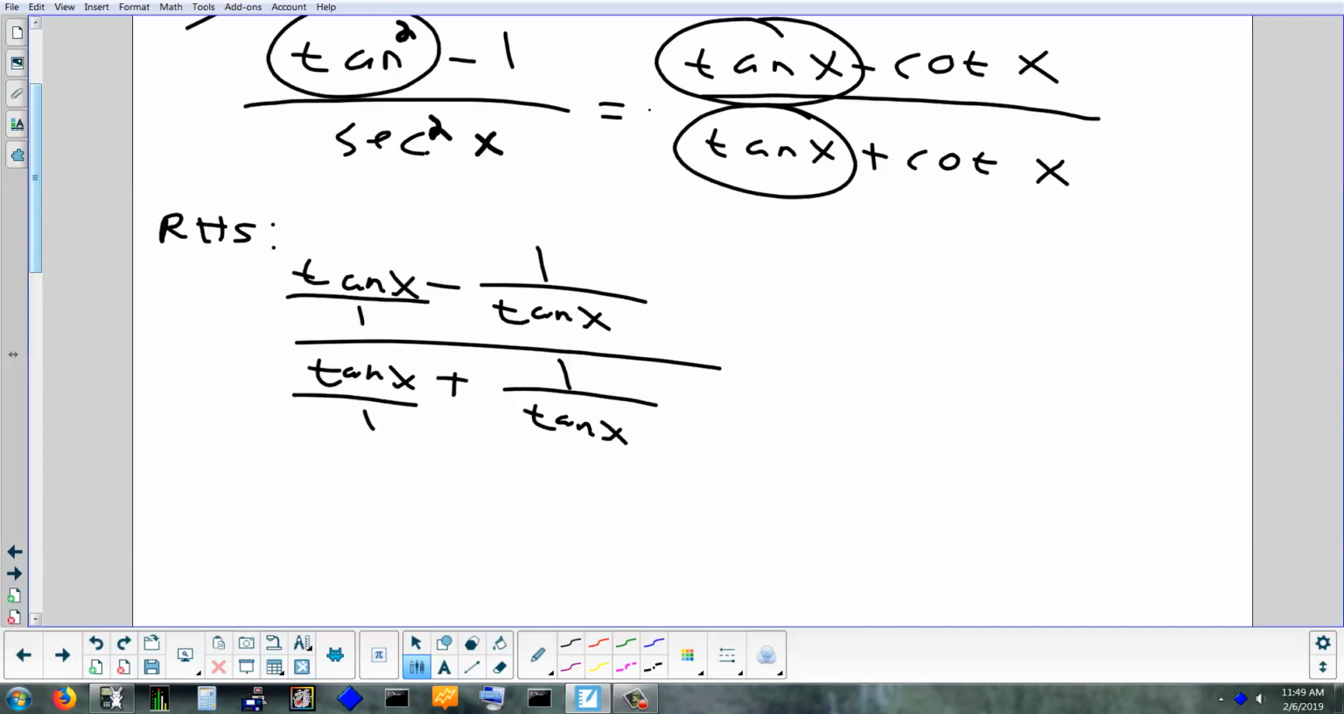We can't multiply by a conjugate? Yes, you could. You could see, maybe that would work quicker. I don't think it would. I think it would make it harder. But you could try it.